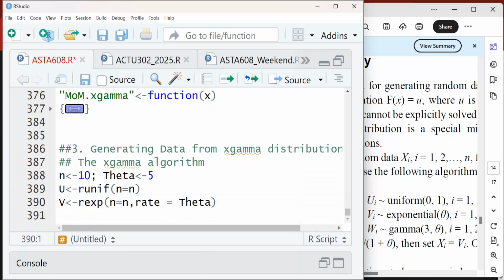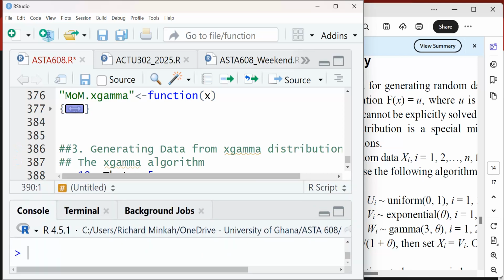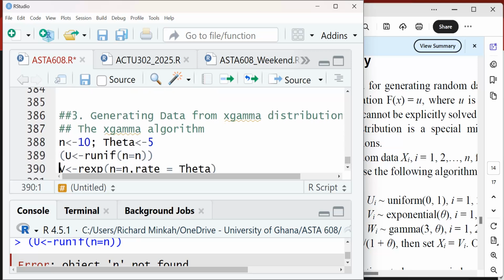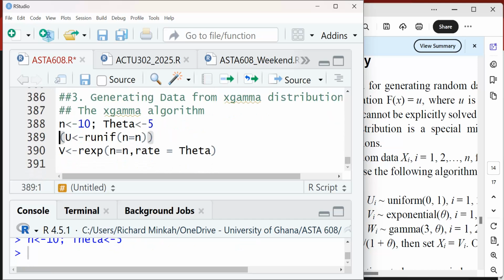If you want to generate it and also see it on the graph at the same time, you put them in parentheses. So let's do so. So these are my observations. Oh, n is not found. I need to write this before. Good. So you see I've gotten 10 observations.